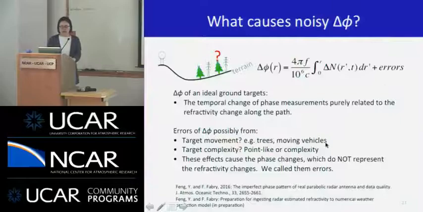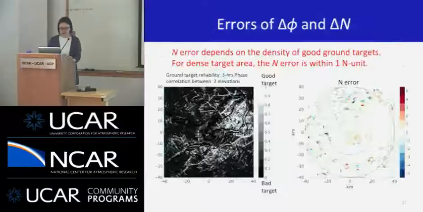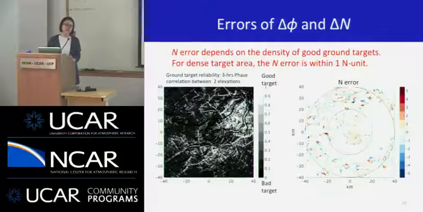But because it's too much technical work, I will just highlight some important parts, and for more detail you can see these two papers. But we don't know how large the error of the phases is. So we came up with another method to estimate the quality of the ground target based on the phase characteristics itself. This is a new ground target reliability index.